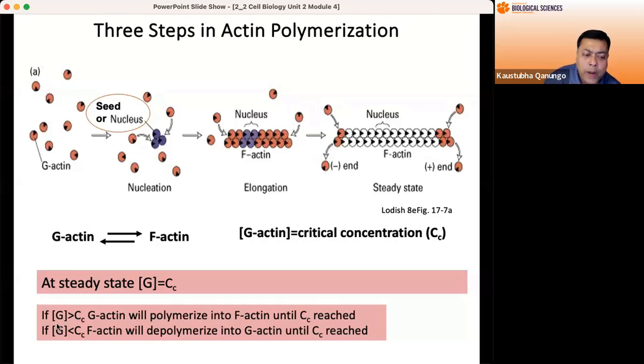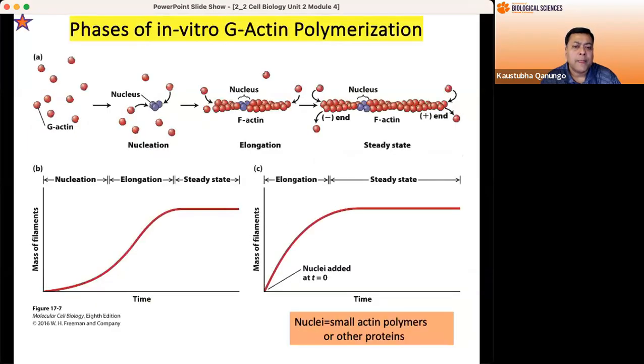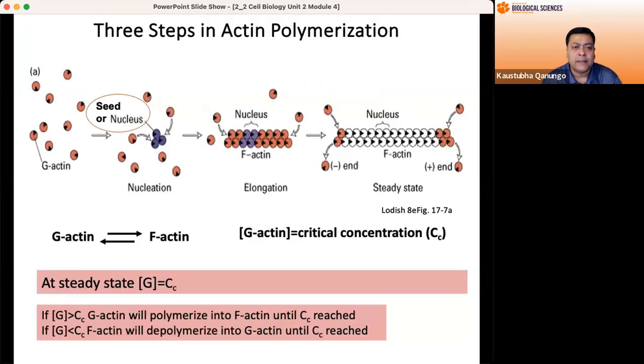So when the G-actin, globular actin, is greater than the critical concentration, G-actin will polymerize into F-actin until the critical concentration is reached. Whereas if the globular actin is less than the critical concentration, the F-actin will depolymerize into G-actin until that is reached. Now, in an actin filament, the plus end critical concentration and the minus end critical concentration actually vary. We have a couple of critical thinking questions along that line, and we're going to explain that as well. We'll come back to the steady state and the critical concentration problems.